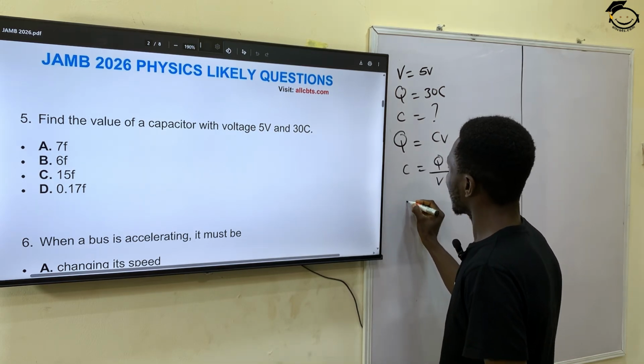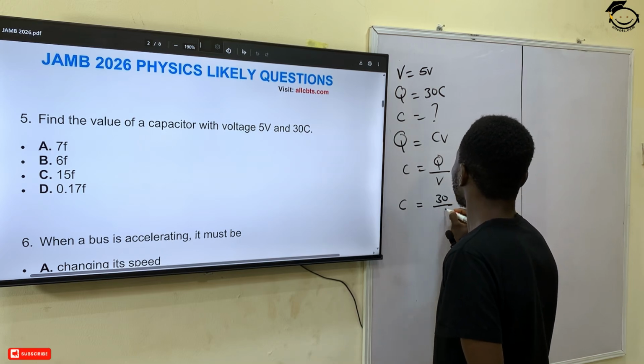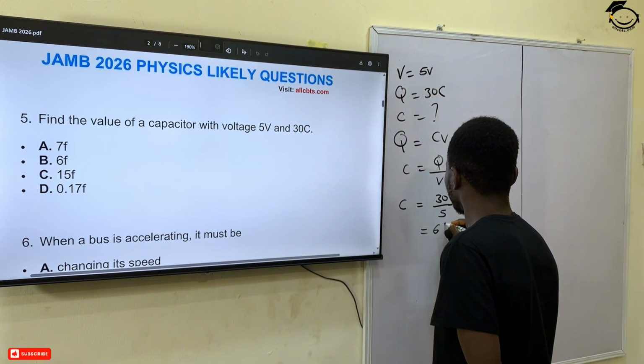And this means that the capacitance is equal to 30 divided by 5, and that will give me 6 farad.